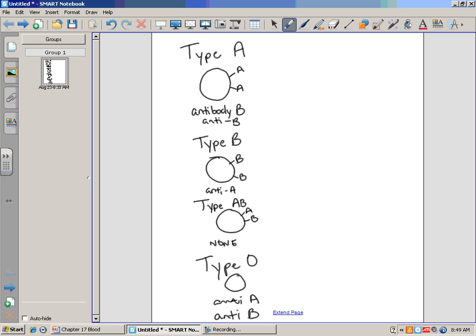What's your blood type, Angela? A negative. What's your blood type? O negative. We've got to figure out what that positive and negative is, right?